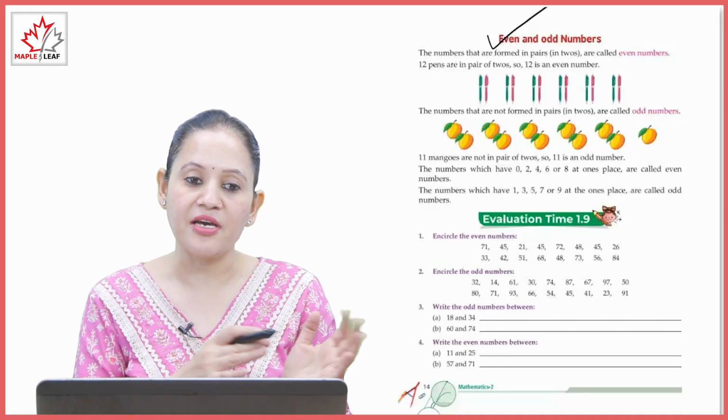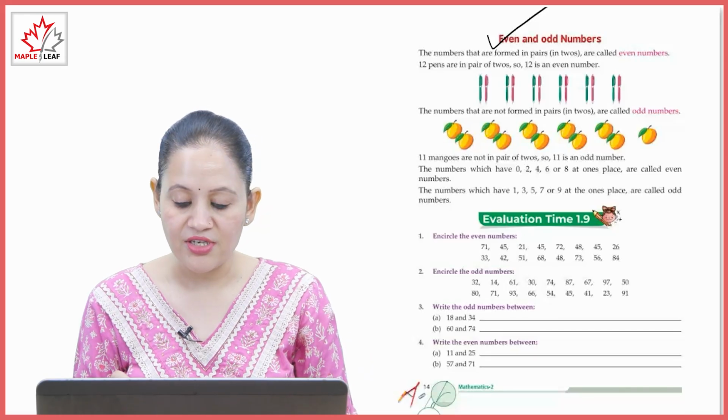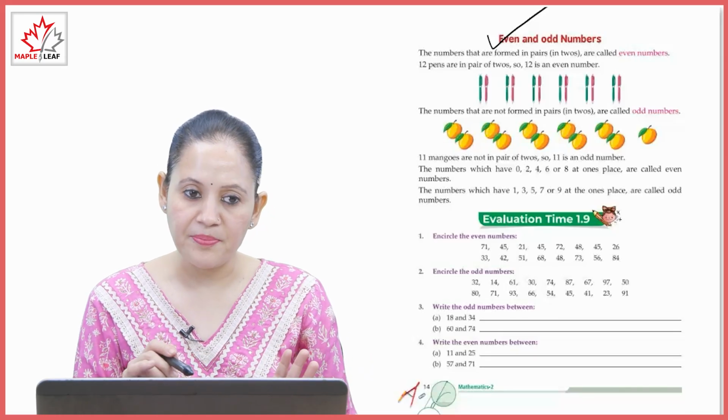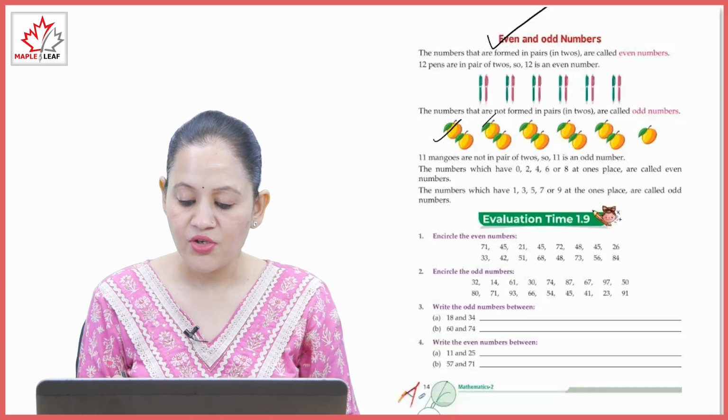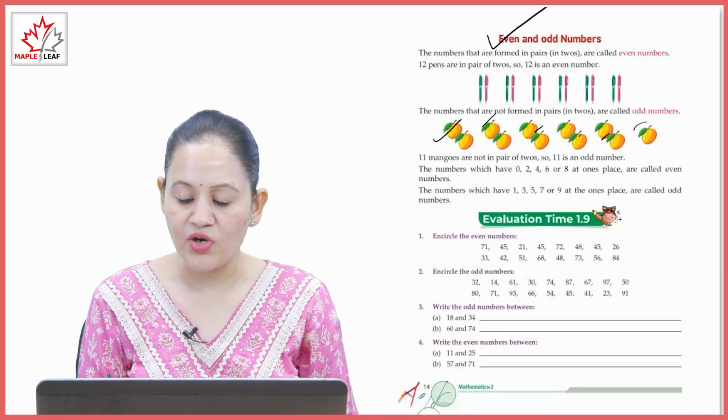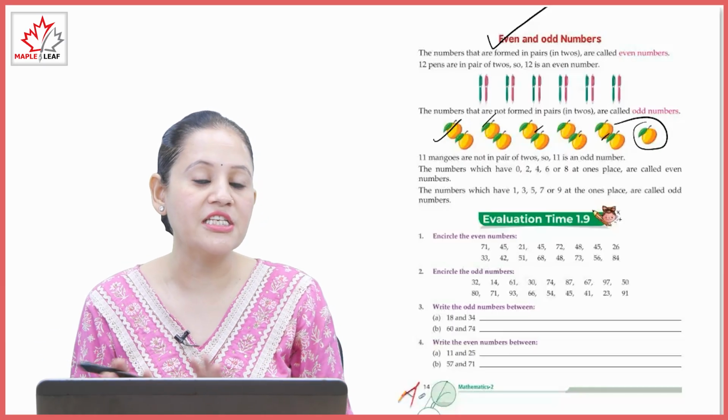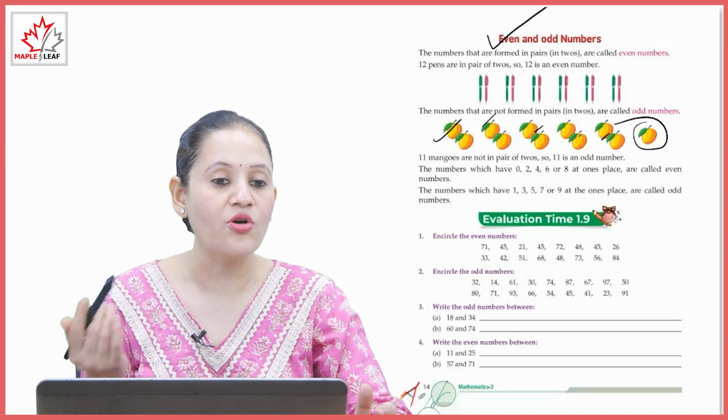The numbers which do not form pairs are called odd numbers. Here you can see, if we take number 11 and arrange the mangoes in pairs of 2, 2, at the last one mango is left. So we cannot arrange this number into pairs. So this is an odd number.